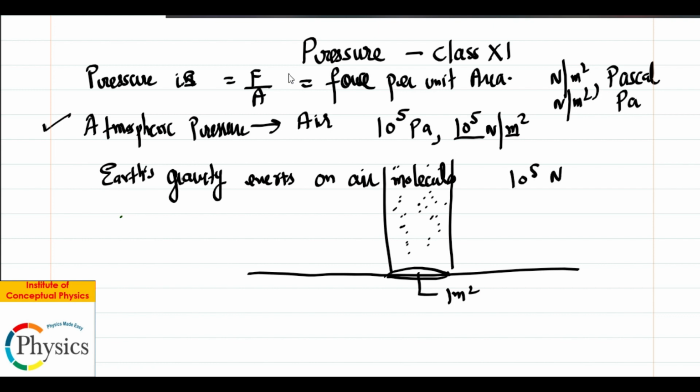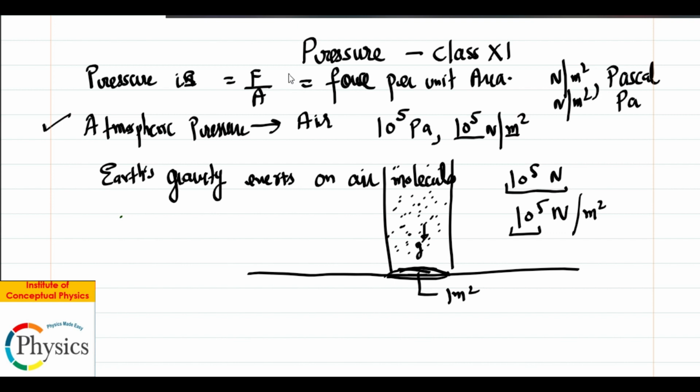And this air is applying force on you because it is getting pulled by gravity. So it has a force on itself which you feel because it is downward. So atmospheric pressure is 10 raised to power 5 Newton. Every meter square will experience this much force, which is around 100,000 Newtons per meter square.